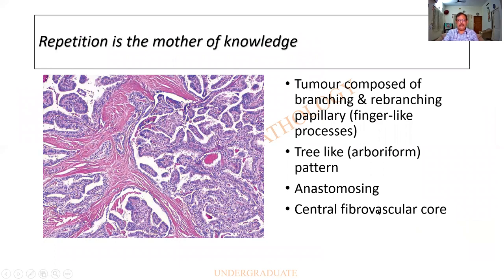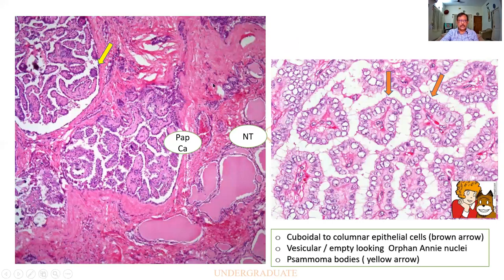And the description, I mentioned it for you people. The tumor is composed of multiple branching and rebranching papillary or finger-like processes. It has got a tree-like pattern or an arboriform pattern. Anastomosing in some areas. There is a central fibrovascular core. We shall be seeing this later. Repetition is the mother of knowledge. Fine. Look at this one.